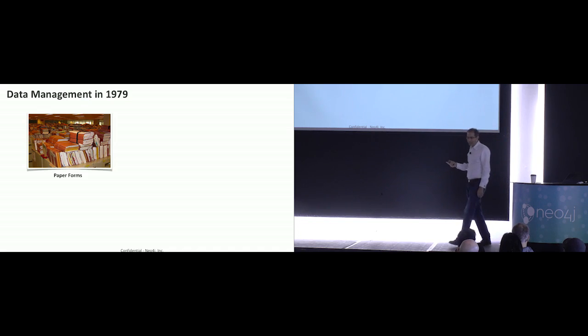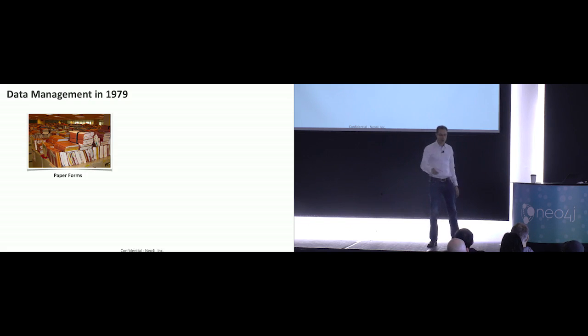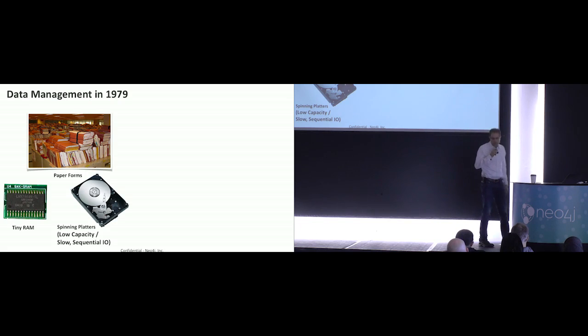This is why when you're in Database 101, you start with an order form, and you can break apart the order form in order to bring it back together, break it apart, bring it back together, and that's sort of what joins are all about. And at the time, the constraints of the technology had to deal with were very small amounts of RAM. That's a 64K chip, for those of you who remember the Commodore 64 and that era. And then you have spinning platters that are low capacity, designed for sequential I/O.